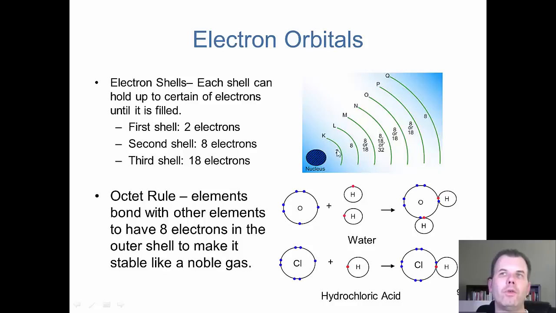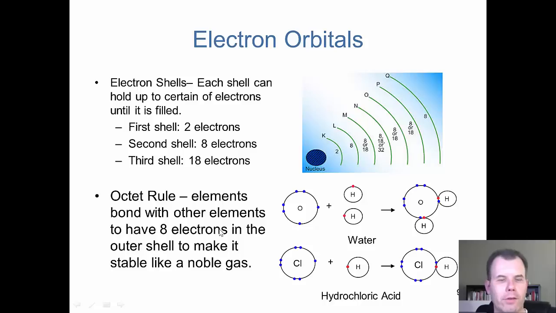So once you have 2 electrons in this first shell, you move on to the second shell and you fill it up. And once you get to 8, you move on to the next one. And again, if you have 8 or 18, you fill that one up and you move on and so forth. And so we do this, and that is describing what we call the octet rule. Okay, and the octet rule is basically that elements will bond together with other elements so that they both have 8 electrons in the outer shell to make it stable.